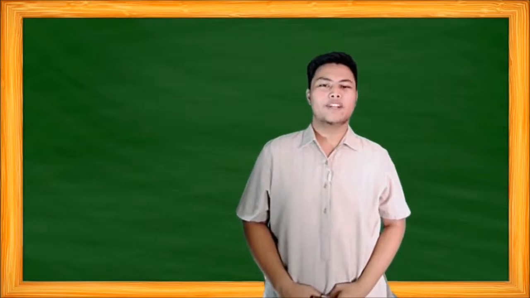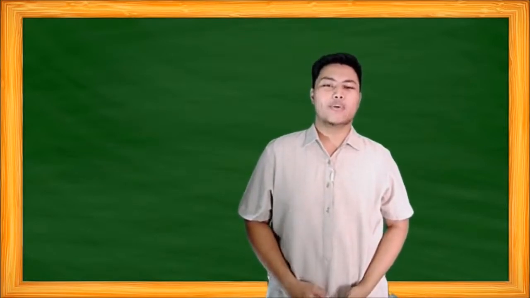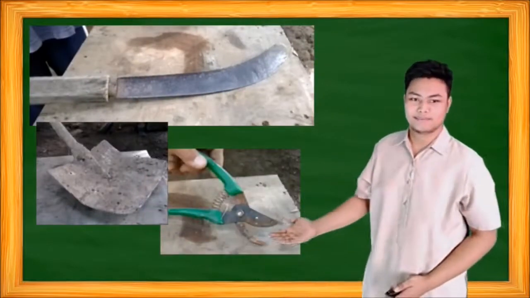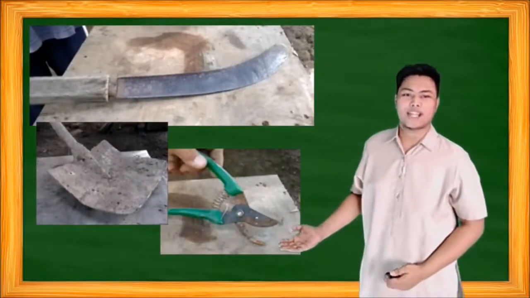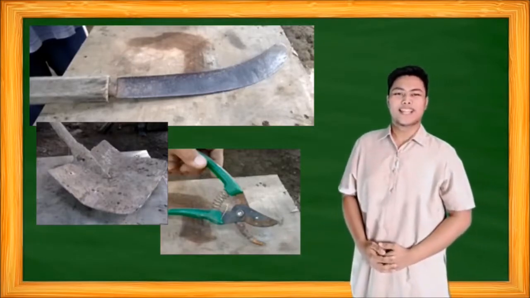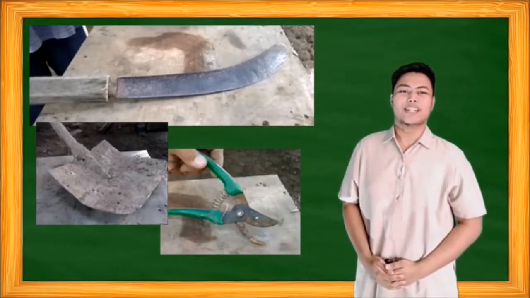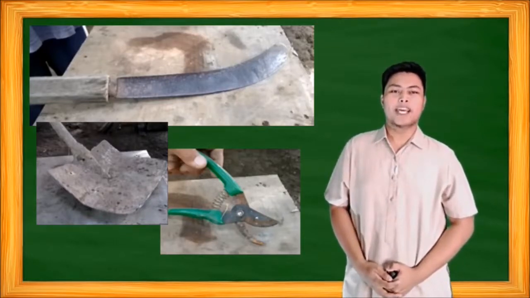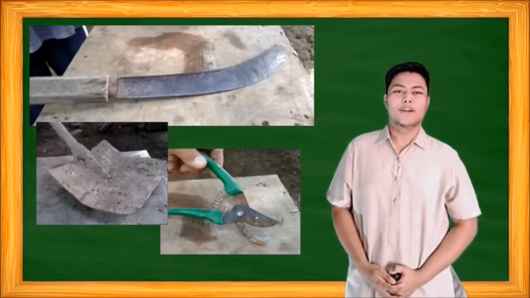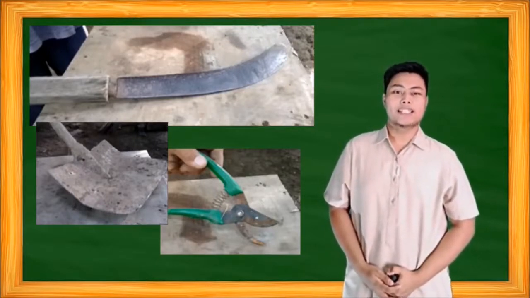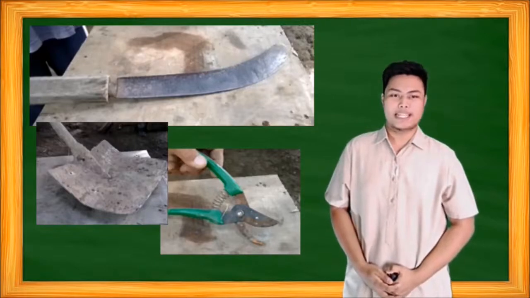But what if there will be a time that our tools and equipment will look like this? Have you encountered this kind of problem? As we always say, prevention is better than cure. Farm tools and equipment play a vital role in performing animal production operation. They help make our work much easier.